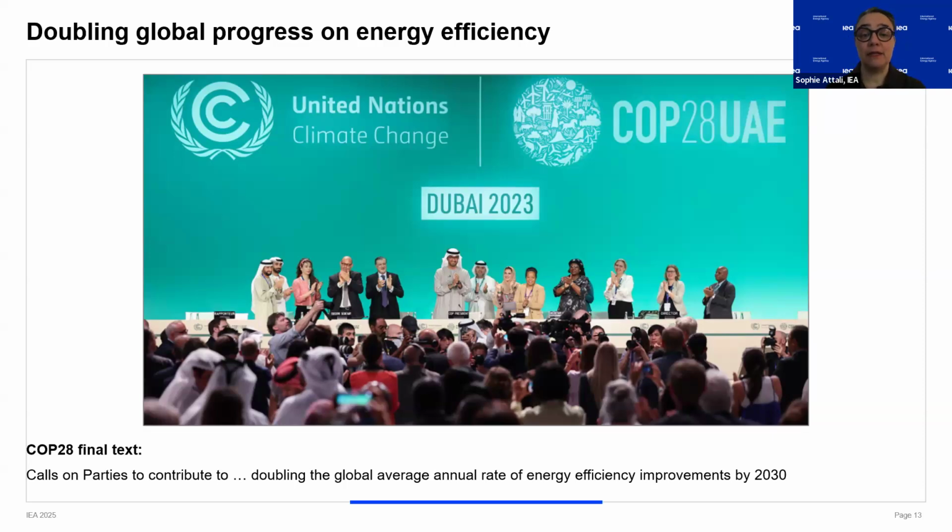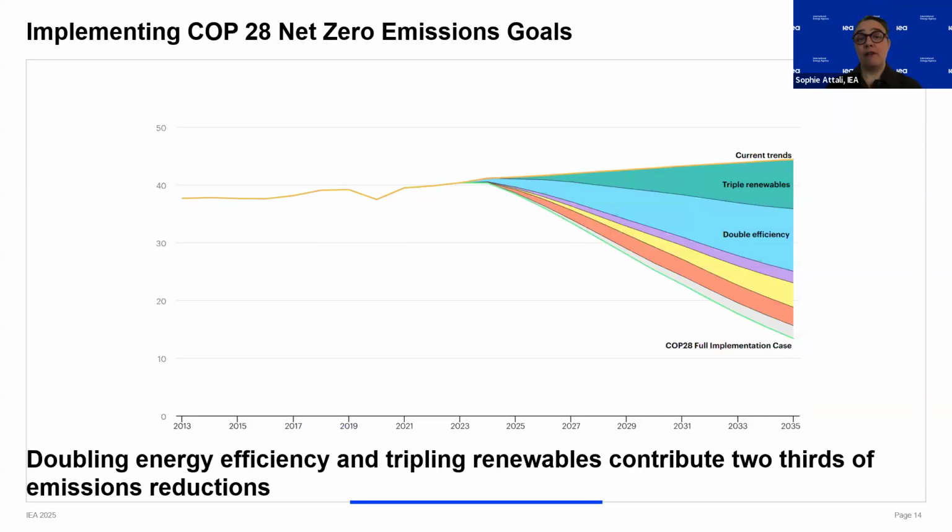Next slide, please. This graph shows where the effort will come from to reach net zero emissions. Doubling energy efficiency and tripling renewables contribute two-thirds of the emission reductions, and doubling efficiency is actually the largest share of emission reduction. This is why it's so important, and it covers all sectors, including appliances and equipment.